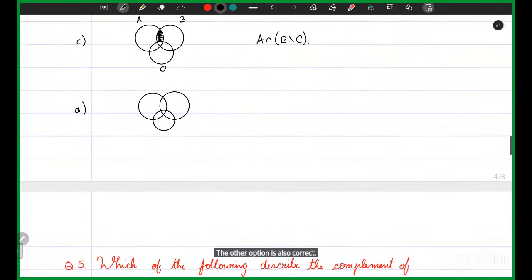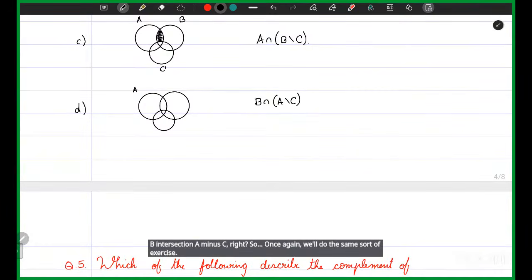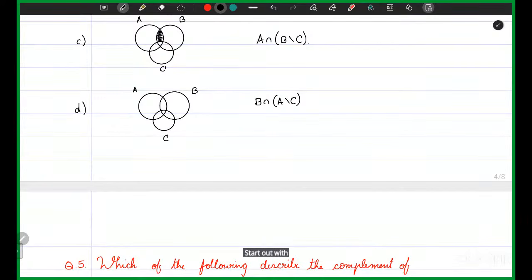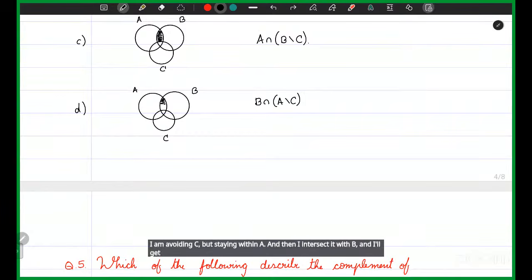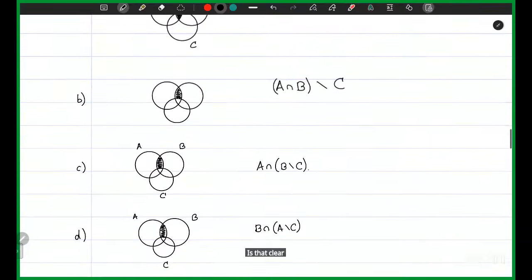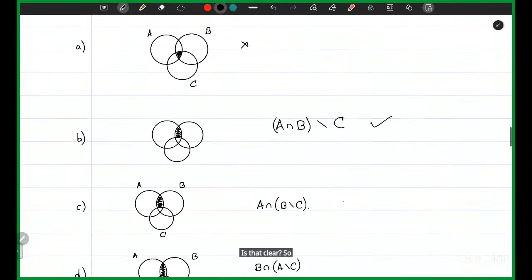B intersection A minus C, right? So once again, we'll do the same sort of exercise. Start out with A minus C. That would be this part over here. I'm avoiding C, but staying within A. And then I intersect it with B and I'll get, again, just this. Is that clear? Yes, sir. So this is correct, this is correct, this is correct.